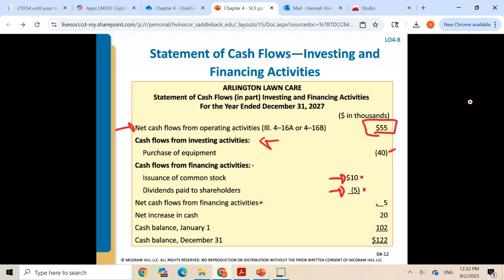And then we have our total net increase in cash. We take our operating activity of 55, our decrease in investing of 40, and our increase in financing of 5 to give us a net increase of $20. And what we do is we compare that to our cash balance on January 1st and cash balance at the end of the period, and that should be an increase of $20. If it's not, then there's something wrong with your statement of cash flows. So that's just a good check.